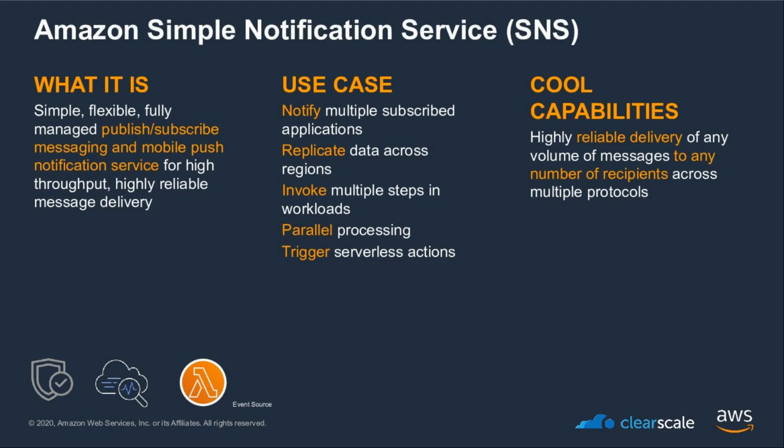Another difference between SNS and SQS is that SNS doesn't retain any messages, but it does offer a robust retry mechanism when the downstream targets are not available. And if there's an error or the downstream targets are not available, you also have the option to send these messages to a dead letter queue, where you can pick up the messages again and retry or reattempt delivering.